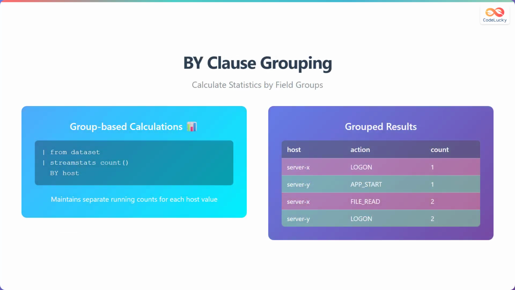The by clause allows you to calculate separate statistics for different groups of data. When you use streamstats count by host, the command maintains independent running counts for each unique host value. In our example, server X starts with a count of 1 for its first event, then increments to 2 for its second event. Meanwhile, server Y maintains its own separate count, starting at 1 for its first event and incrementing to 2 for its second event. Each group operates independently, which is essential when you need to track statistics separately for different categories, users, systems, or any other grouping field in your data.